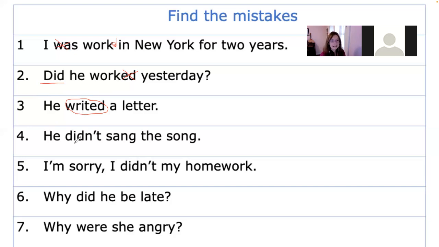Also with the negatives, we'll have the same problem. Sometimes they'll use the past tense, even though they're using the negative here, they're putting the second verb in the past tense. And again, we remind them, since the first verb is already in the past tense, the second verb is going to be in the base form. So that's going to be sing. He didn't sing the song.